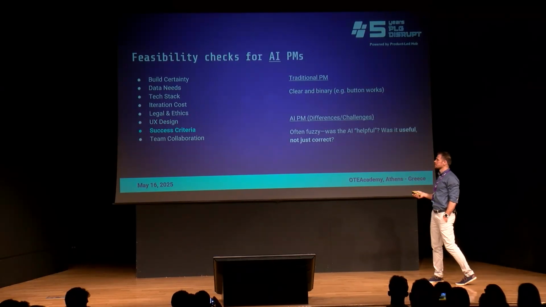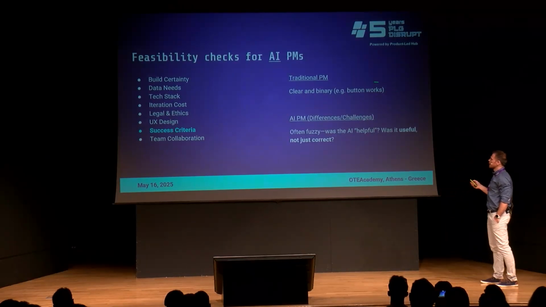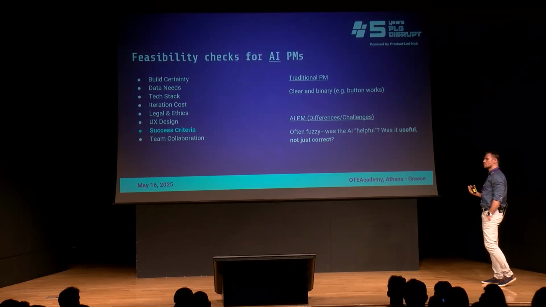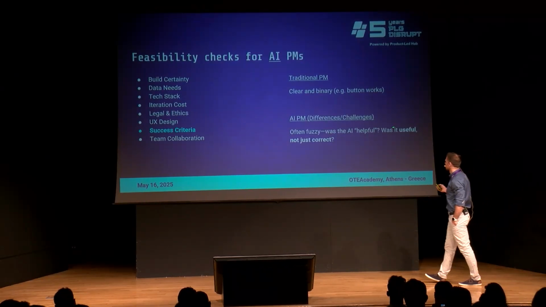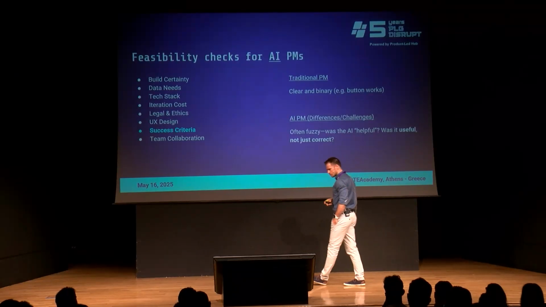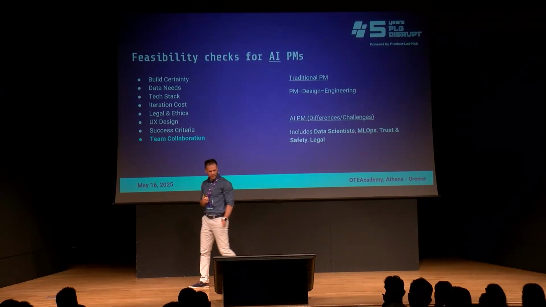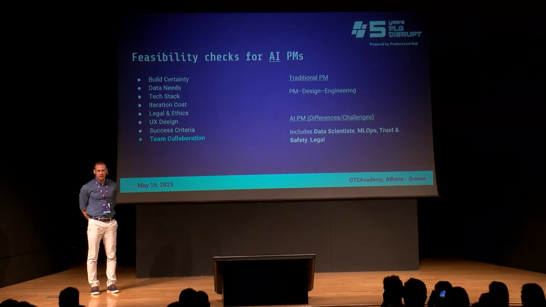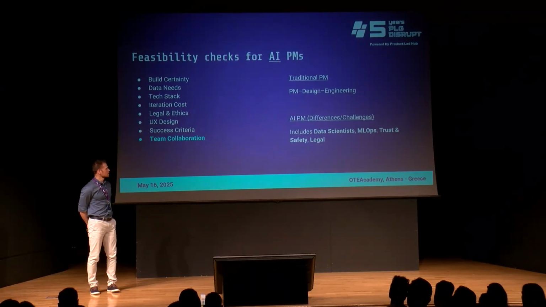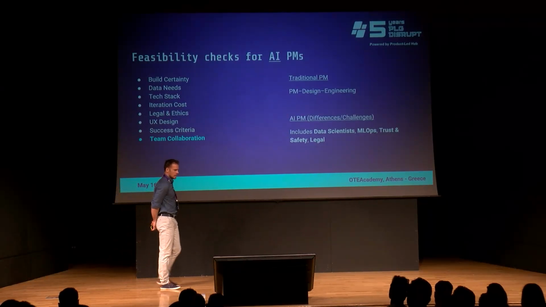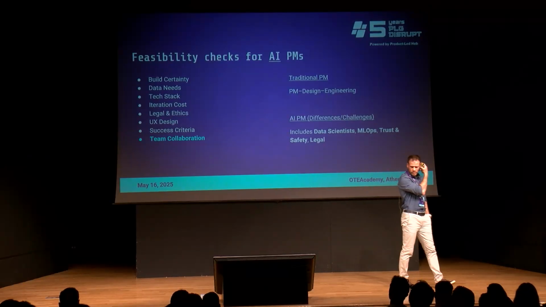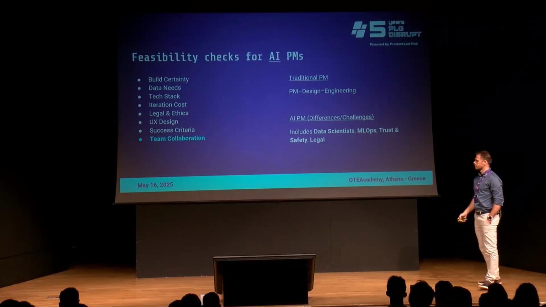You have success criteria here. Traditional PM is clear and binary. Okay, but for AI PMs, it's fuzzy because how do you determine if it was useful, how it's correct or not? Okay, and finally, the team collaboration. PM, design, engineering, as traditional PM, now have more to work with. We have data scientists, ML ops, trust and safety, legal. Okay, I would argue that legal might be here as well for the counseling, but yeah, okay.